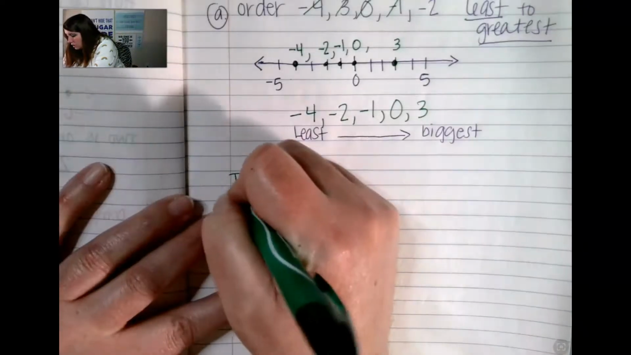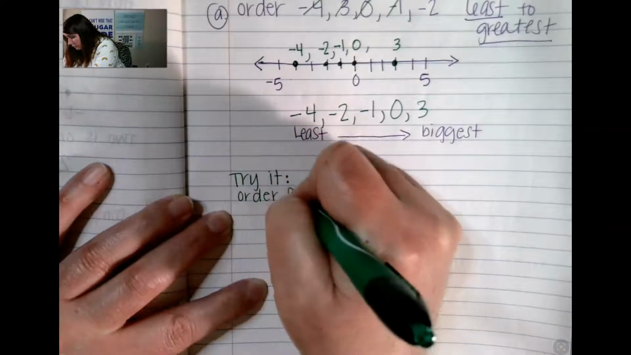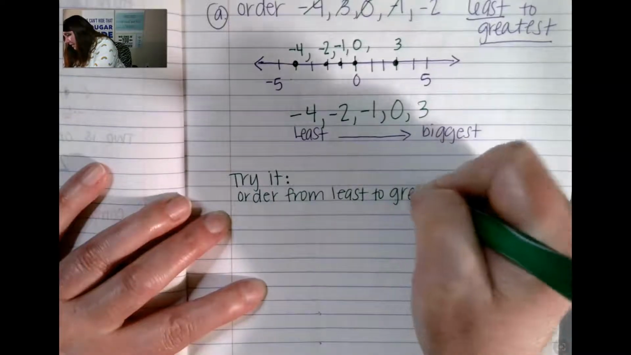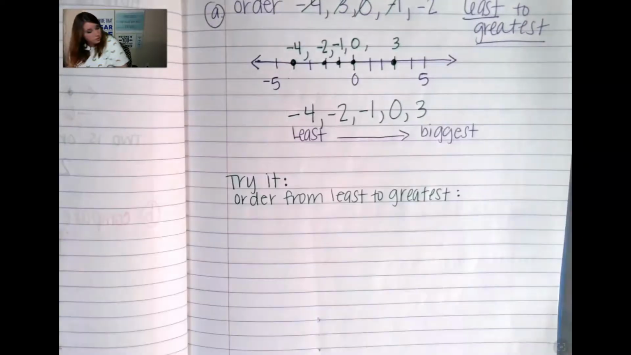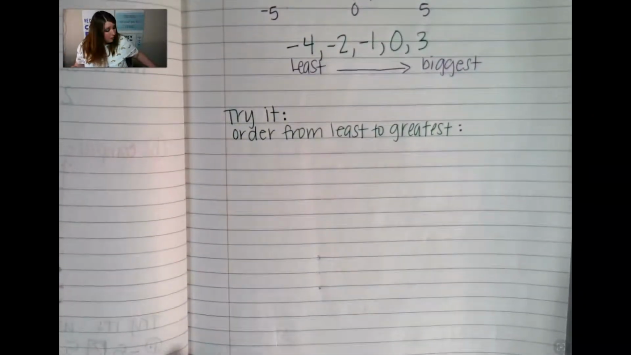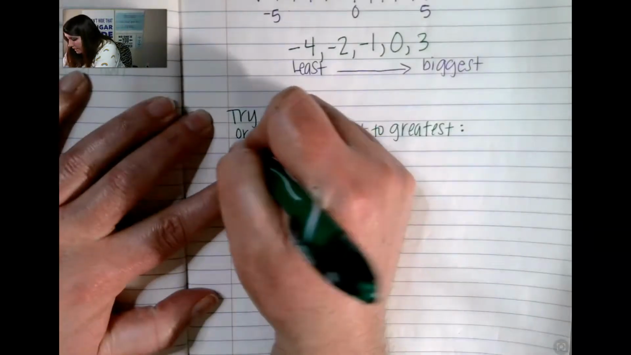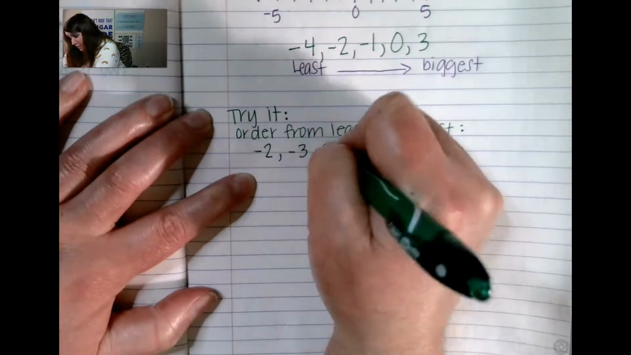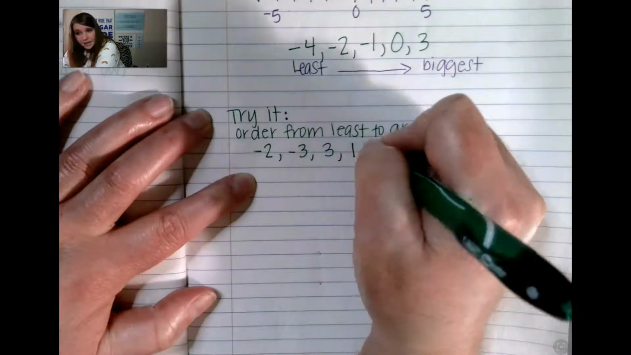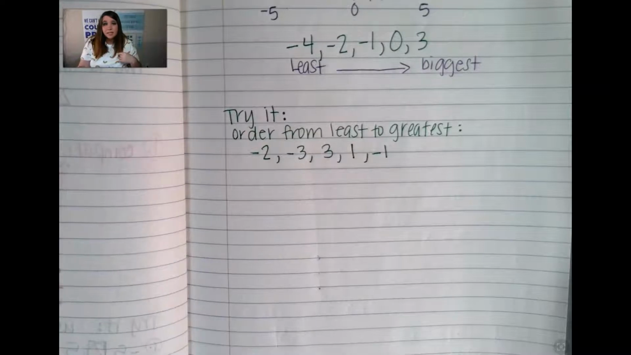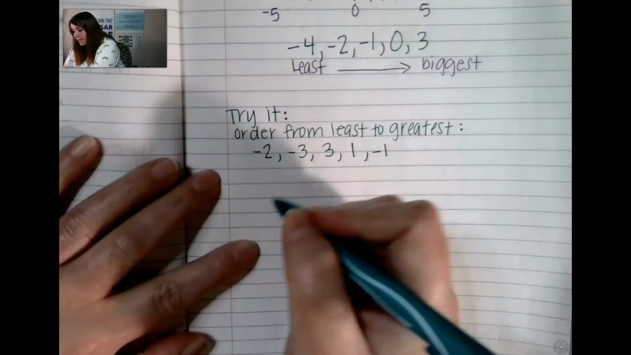And your integers, so order from least to greatest. And here are your integers that you need to make less messy, your pile of integers. You have a -2, you have a -3, you have a 3, you have a 1, and a -1. Okay, so go ahead and put these in order from least to greatest. Hit pause so you don't hear me doing it for you. All right, when you're ready, hit play.